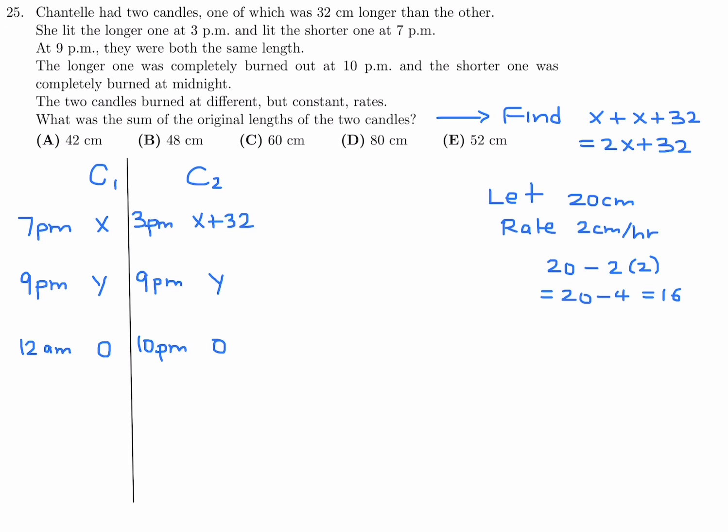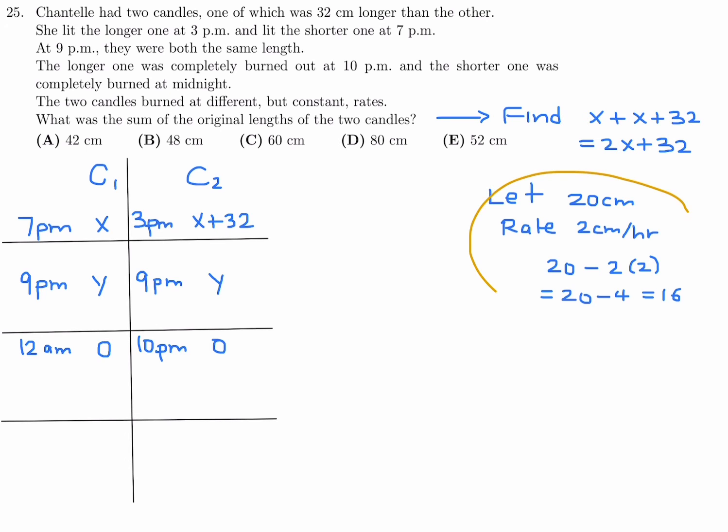So for C1, we have X for the original length. But then after 2 hours, from 7 to 9 p.m. is 2 hours. What will be my length? Well, exactly what I did here. It will be X minus 2 times the rate. And I'll call it rate 1 for candle 1. And that is equal to Y. Okay? Nothing fancy, just exactly what I did over here.